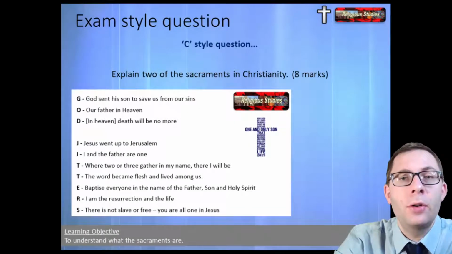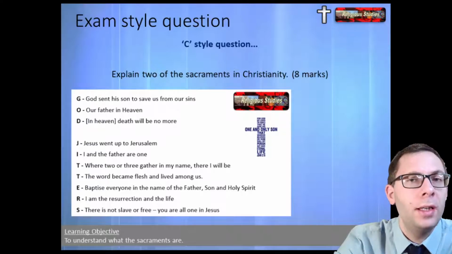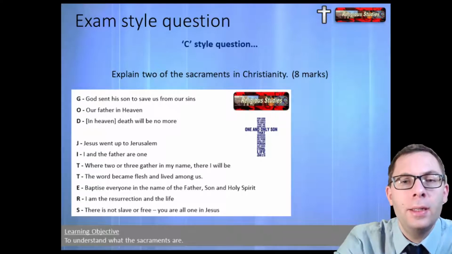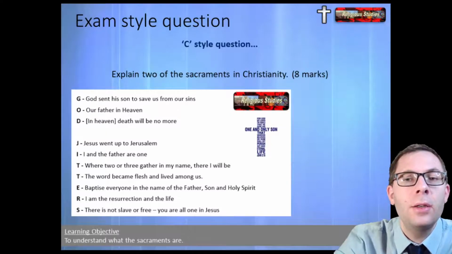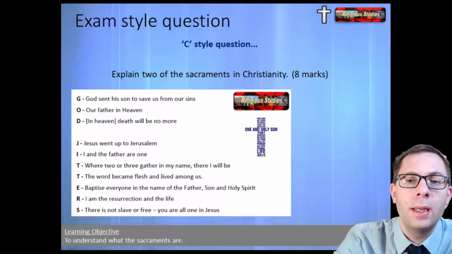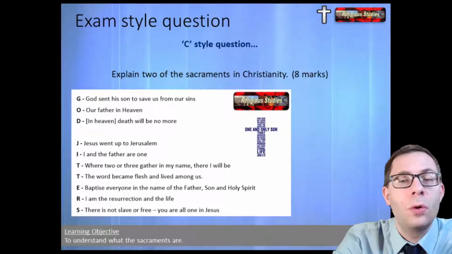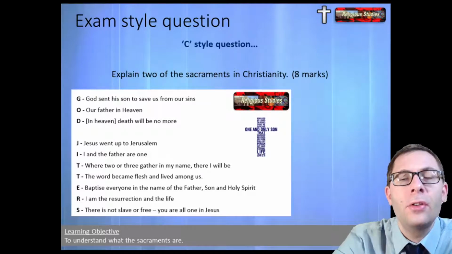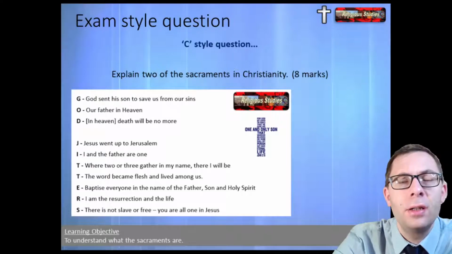And it's a C-style question for the Eduqas exam board. That means it's 8 marks, therefore it's 8 minutes. Therefore you need 2 point, evidence, explanation, change paragraphs. And the question is this: explain 2 of the sacraments in Christianity. Simple as that. I've got some suggested quotes, but obviously you don't need to use those quotes. There are other sources of evidence and authority that you can use that you've just seen. So it's 8 marks, 8 minutes. Give it a go and then come back to me.